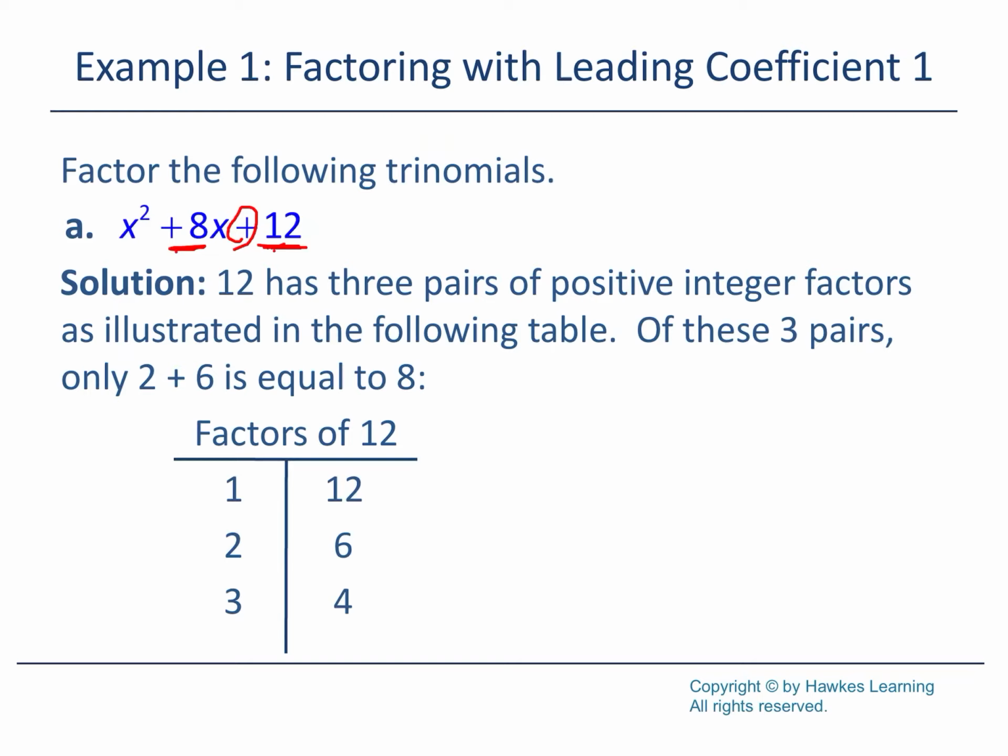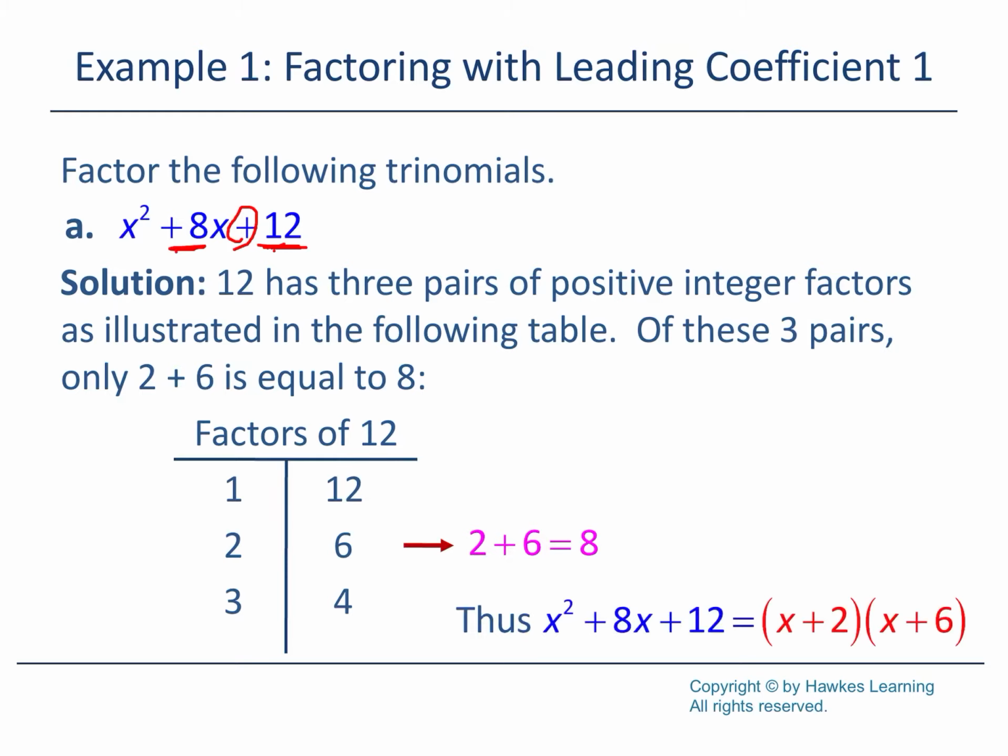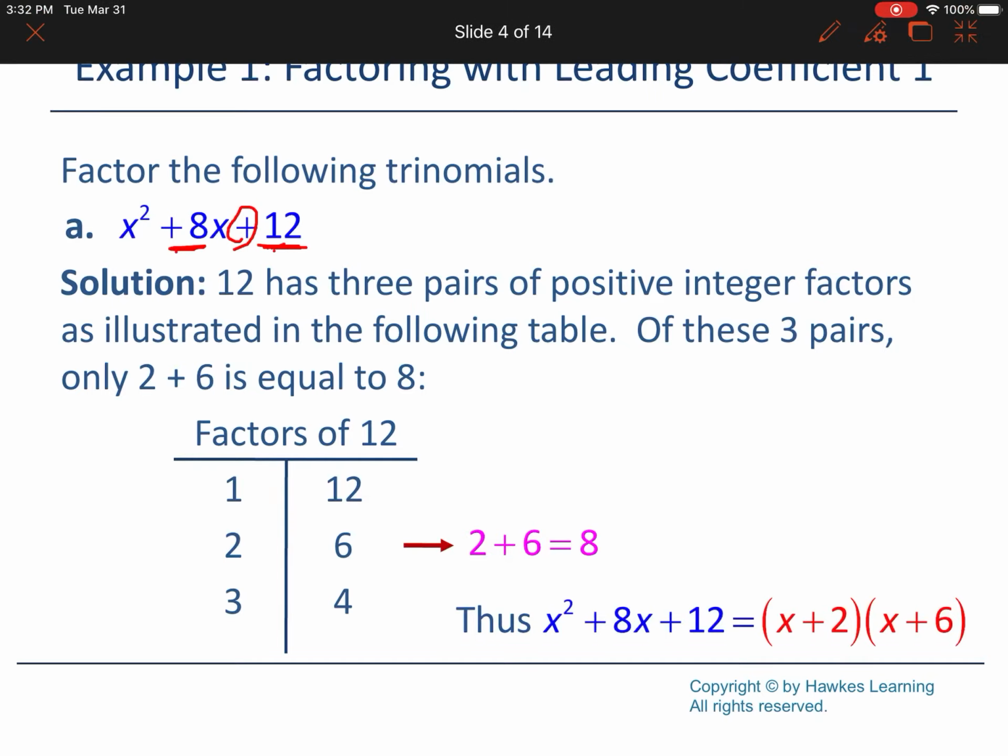All right, so 1 times 12 would add up to 13, right? And we saw in the last screen that 3 and 4 would add up to 7. But if you add the 2 and the 6 together, that adds up to 8. So it's the 2 and the 6 that we want to use. Those are our two numbers with our binomials. So here they are. Here's where we put them, right here and right here.